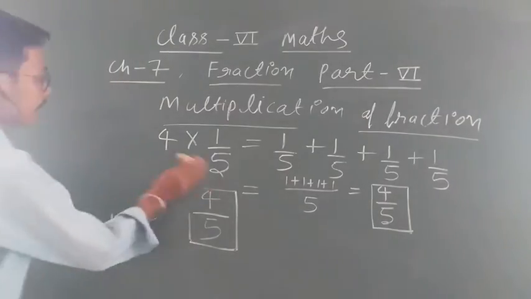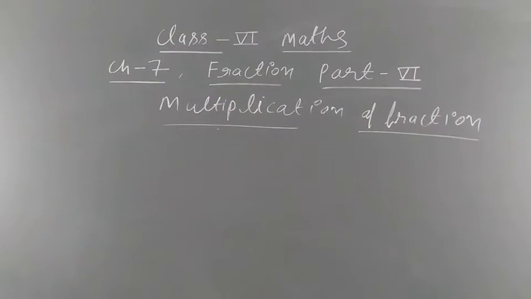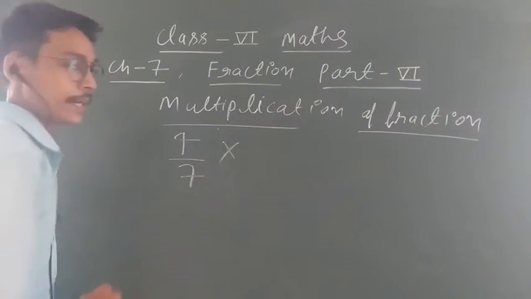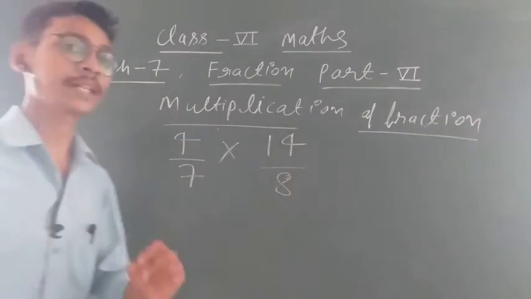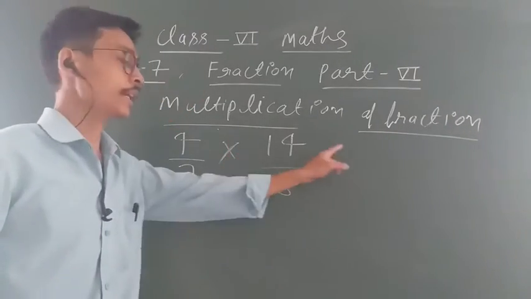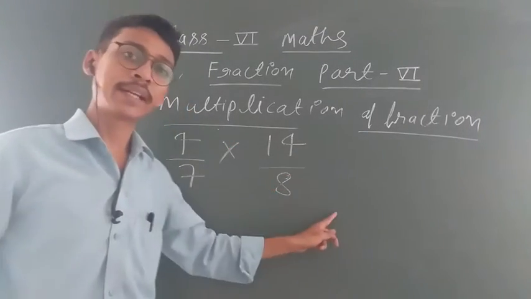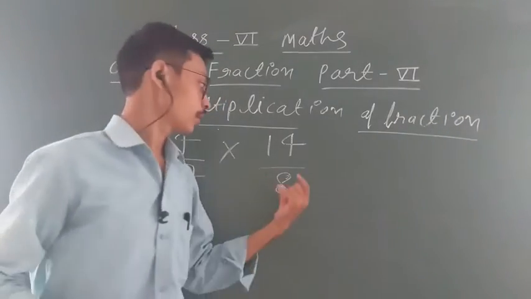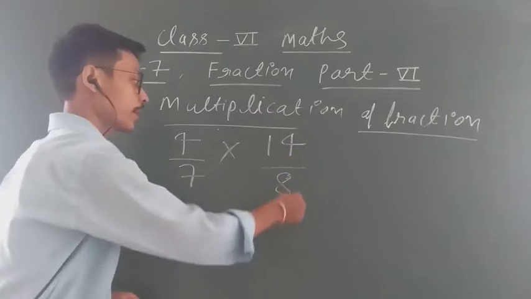Now I will take an example of how we will find the answer: 4 upon 7 multiplied by 14 upon 8. You can solve this question in 2 ways. First, you can multiply numerator and numerator, denominator and denominator, then reduce it. But there is also another method you can apply: you can reduce here, numerator by denominator.